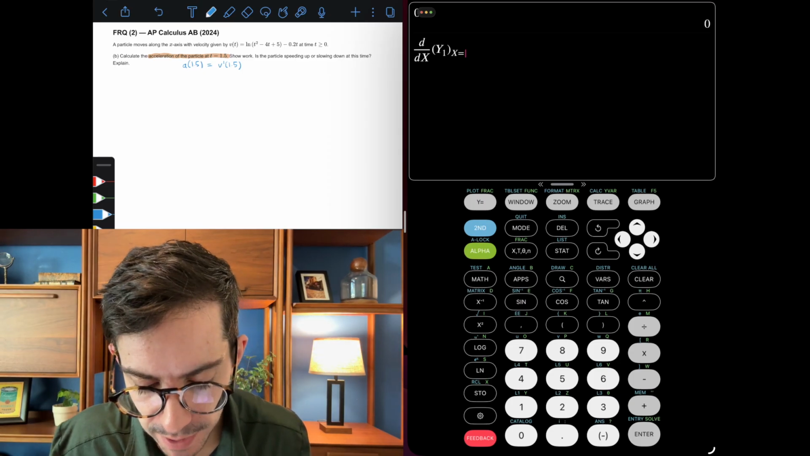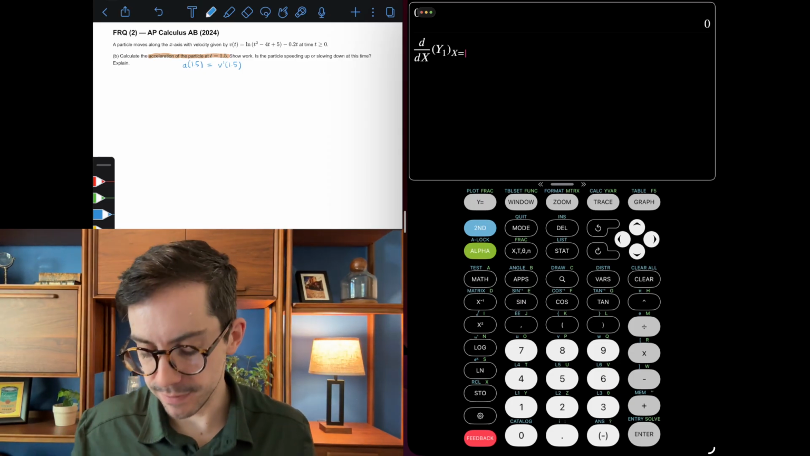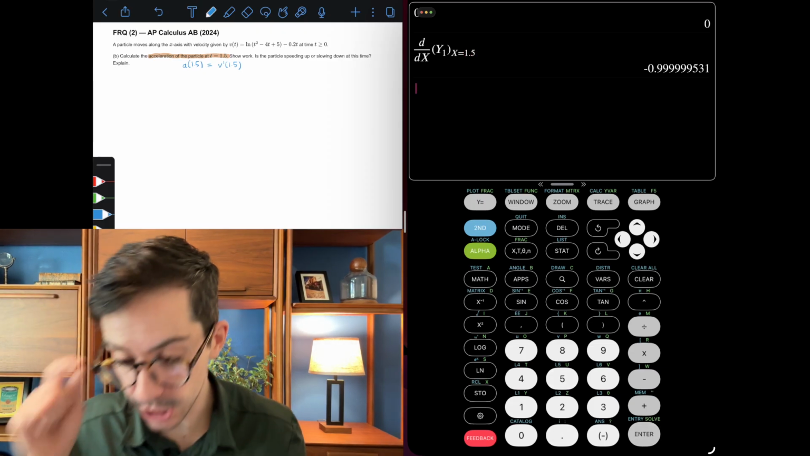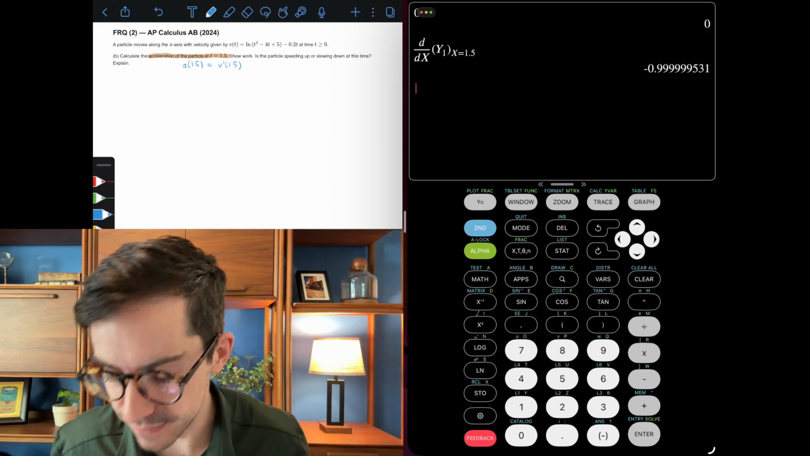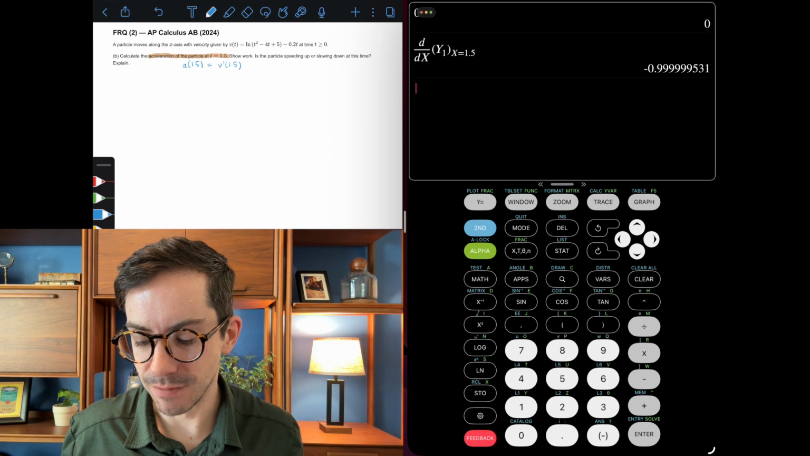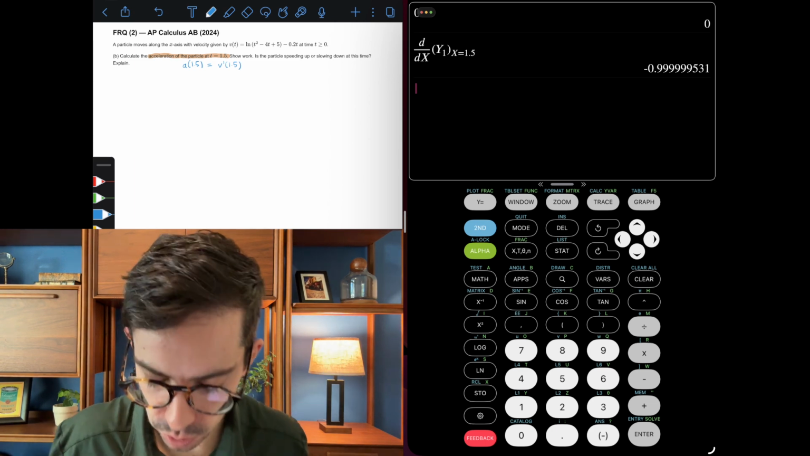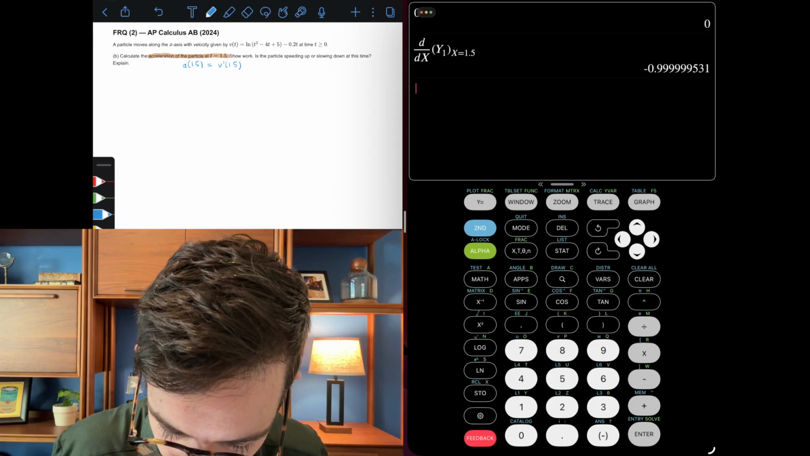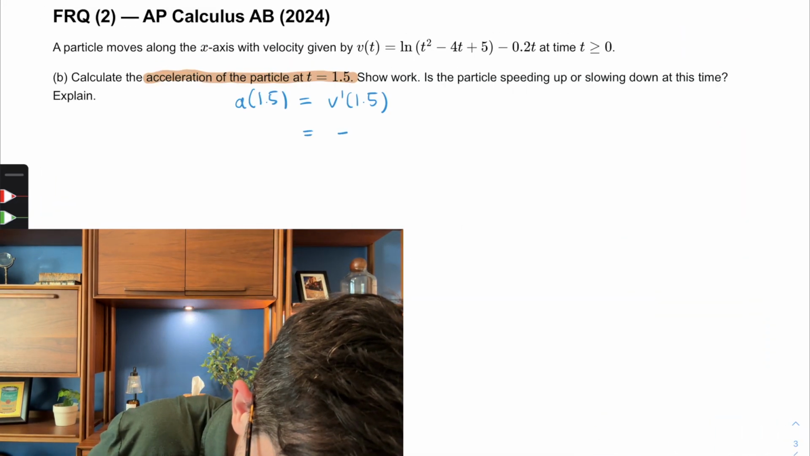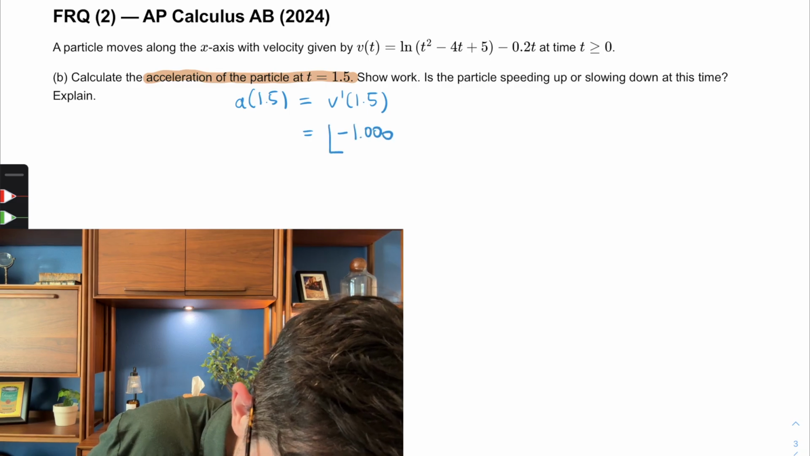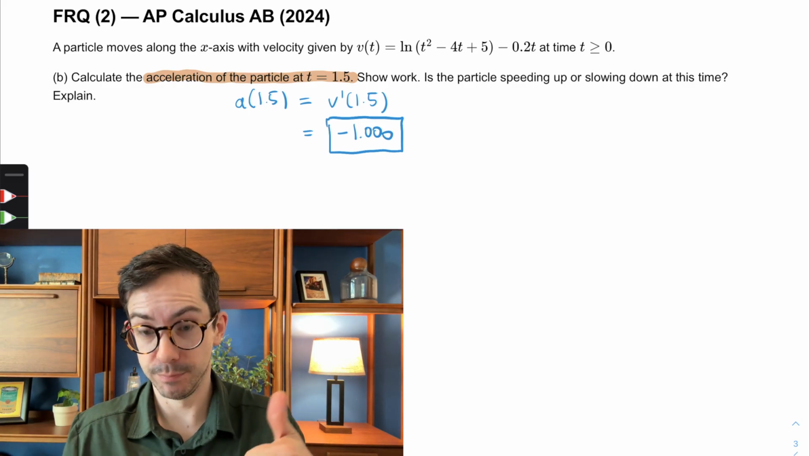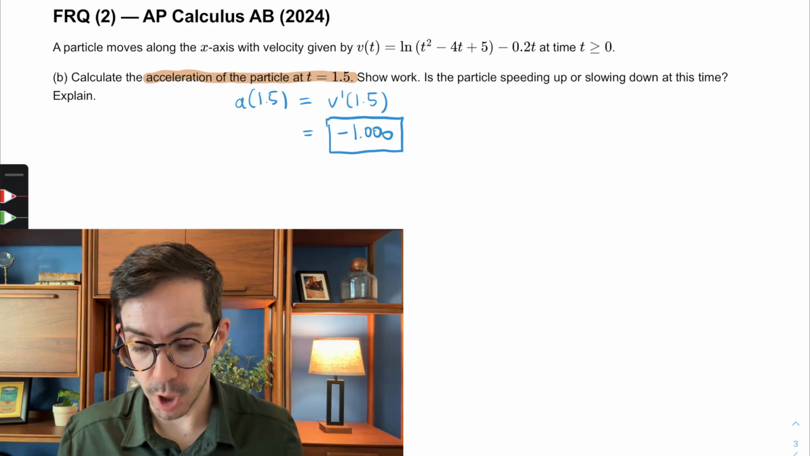What is the variable value that I want? Well, it's t equals 1.5. So I'll enter an x value of 1.5 and I will hit enter, and I get this quantity that is very, very, very close to -1. Indeed, if I round that to three decimal places, which is what we should always do, I will get -1 on the nose. So I will get -1.000 as the answer for my acceleration. So we've done the first part of part B.